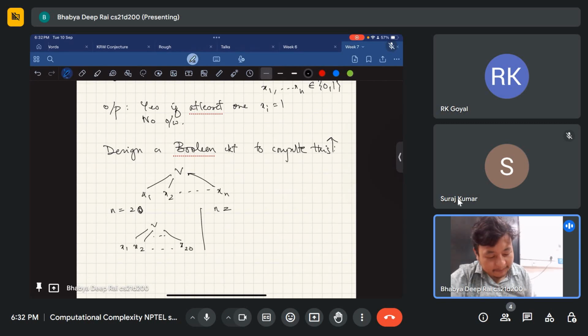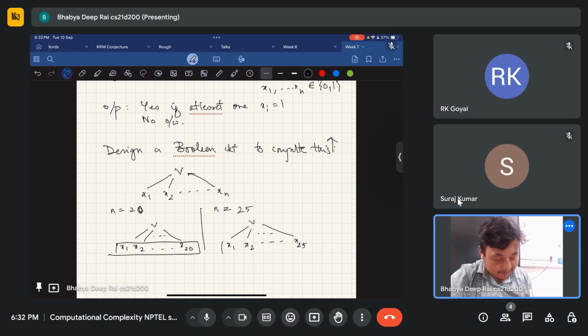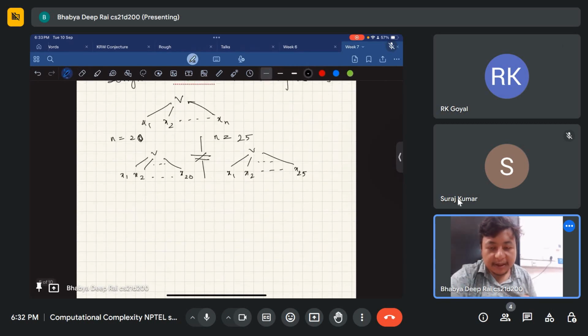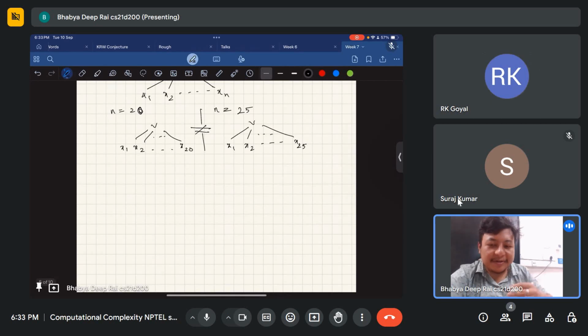That is right. And let's say n is 25. Then x1, x2, and so on till x25. Again, the fan-in will become 25. Furthermore, the size of the input will increase, and the fan-in will change. These two circuits are definitely not the same. The descriptions are totally different.